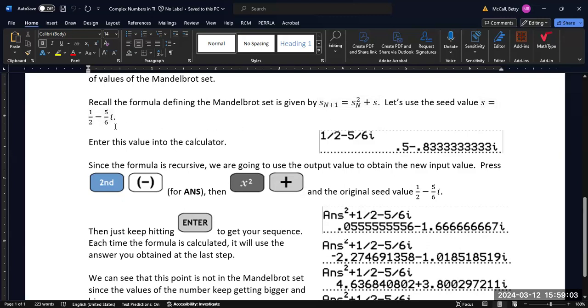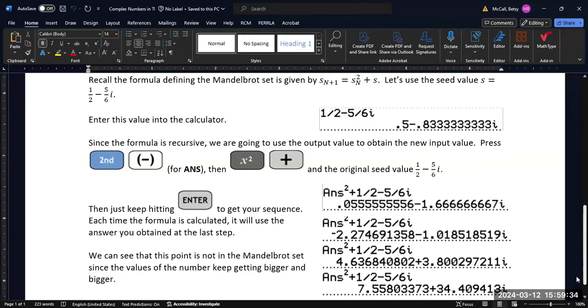So for example, if we use this value, 1/2 minus 5/6 i as our initial starting value, then if I just type this into the calculator, you'll notice it converts to a decimal. You can use the convert to fraction key to convert your complex numbers back to fractions as long as it's something that the calculator can handle, like up to 2 or 3 digits.